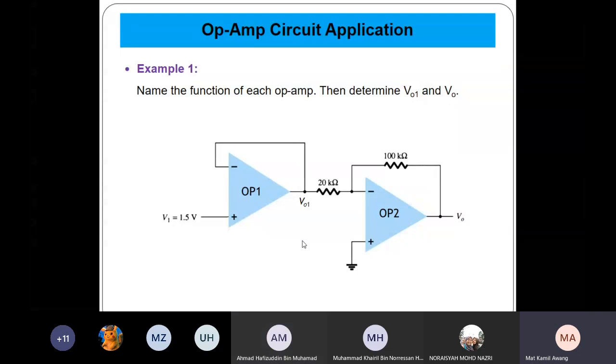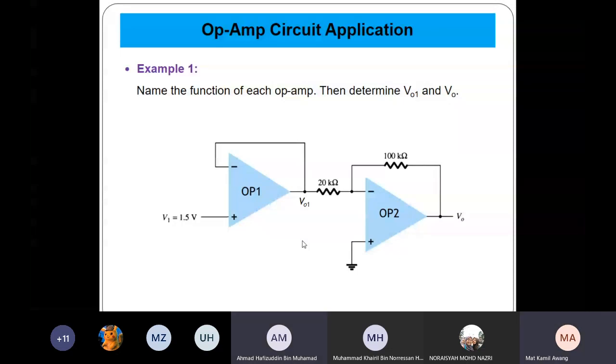What is OP1? Unity. Okay, that is correct. What is OP2? Inverting amplifier. Okay, that's correct. So determine the V out one. What is V out one?